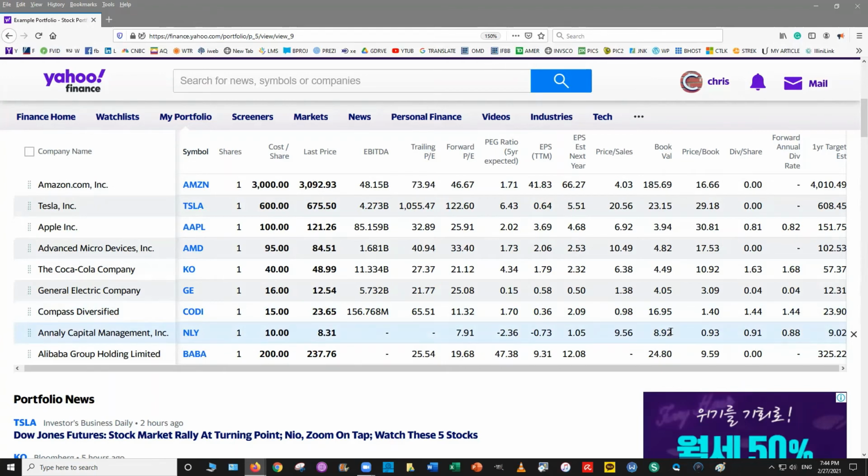If they sold off everything they had, how much money would they have left over? Now, notice this. It's an $8.31 stock. The book value is $8.92. 8.31 divided by 8.92 for your percentage would be 0.93. Now, if it was 1, that would be like perfect.